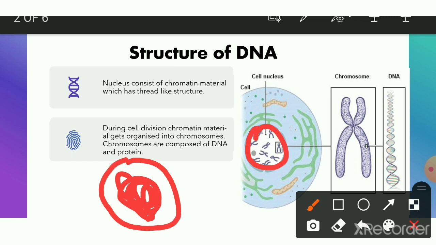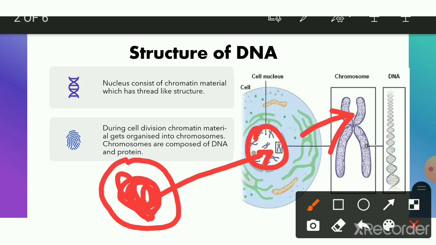See here, chromatin material. During cell division, chromatin gets organized into chromosomes. Chromosomes are composed of DNA and protein. See here, chromosomes. In a cell which is not dividing, this DNA is present as a part of chromatin material. Chromosomes contain information for inheritance of characters from parent to next generation in the form of DNA.